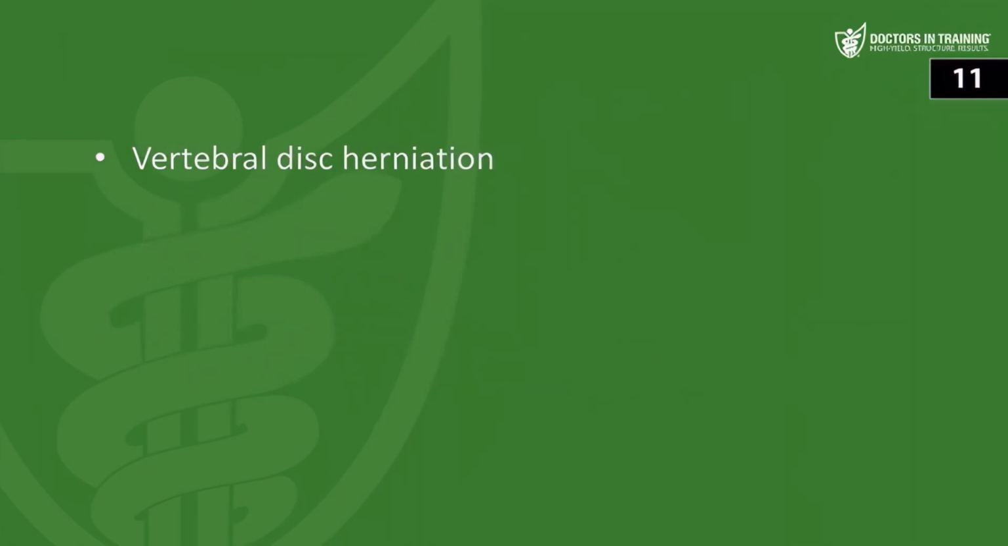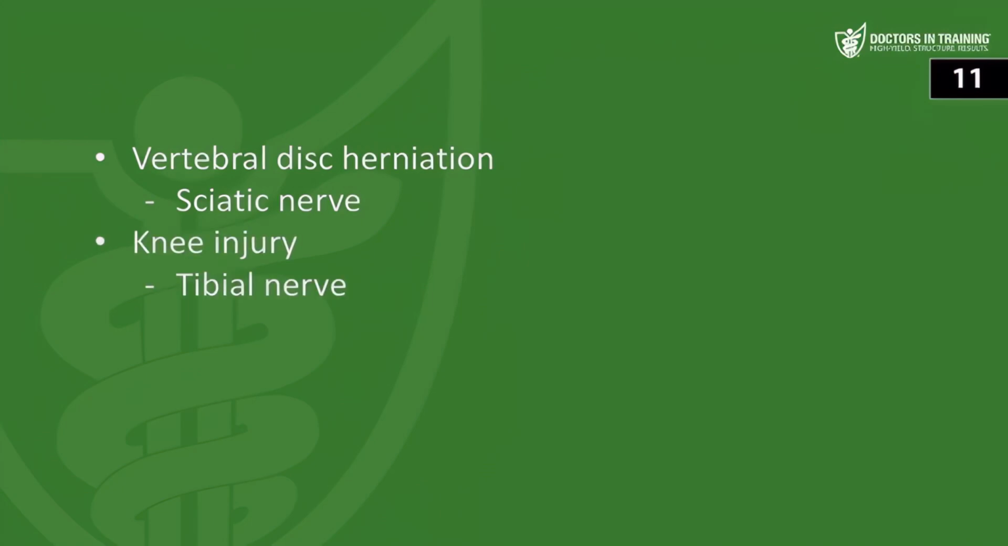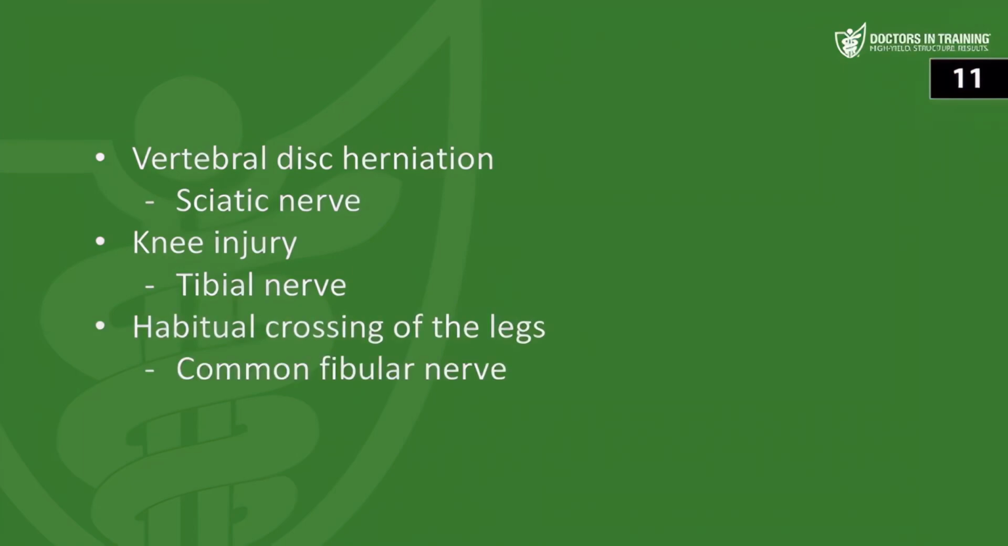Next we have vertebral disc herniation. That's going to be sciatic nerve. Knee injury, think globally as a tibial nerve. Habitual crossing of the legs, common fibular or common peroneal nerve.